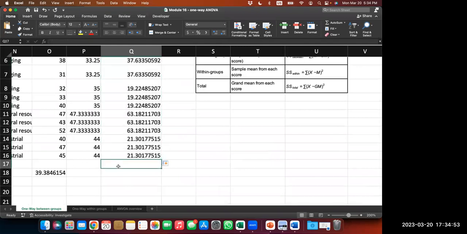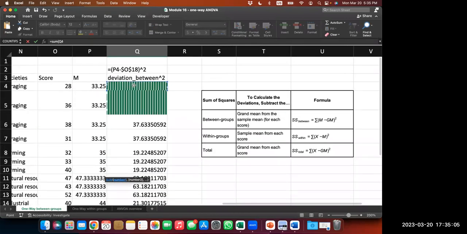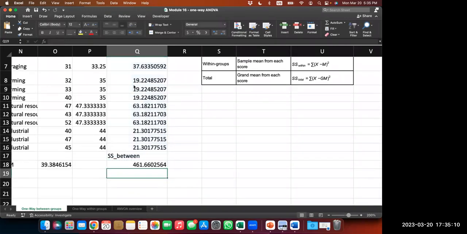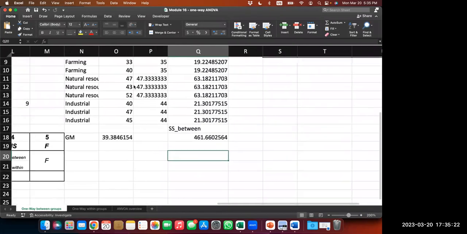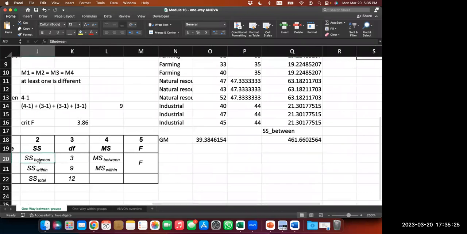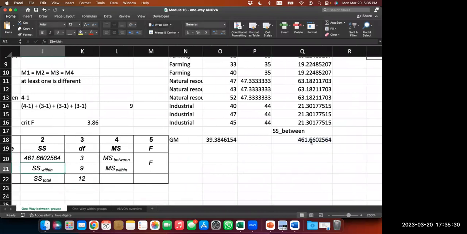All you have to do then to calculate your sum of squares between is to sum it up. Sum of all of these will then be 461.66. So that's your estimate of the sum of squares between. And what you can do then is you go to your ANOVA source table, and you just have to propagate this over there. That's your sum of squares. Okay.